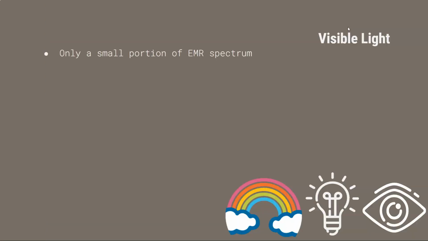So what is visible light? It's a very, very small portion of the EMR spectrum. It's the part we can see and what helps us see color, but essentially it's really, really small. If you look at your entire spectrum, it doesn't last very long in the world of wavelengths.